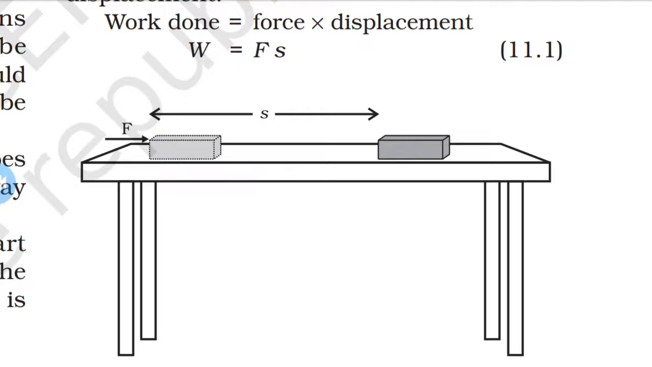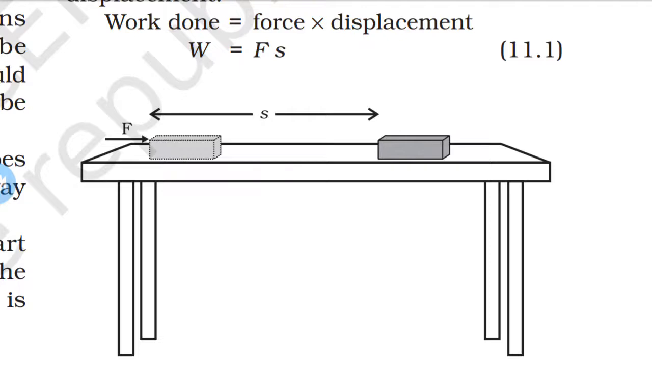Let W be the work done. Here we define work to be equal to the product of force and displacement. So work done is equal to the product of force and displacement. The symbol of work done is W, the symbol of force is capital F, and the symbol of displacement is s. So W is equal to Fs.